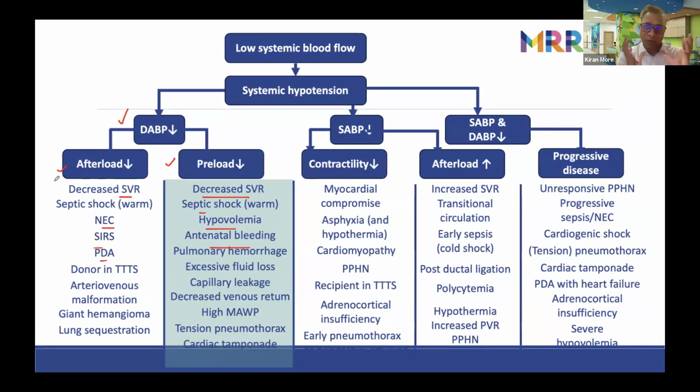If your diastolics are dropping, you have two things. Decreased preload, so you go on the echo and look at the preload, or decreased afterload. If everything else is okay, then maybe it's SVR, vasodilatation, or maybe it's the PDA which is present. So that's how you interpret.